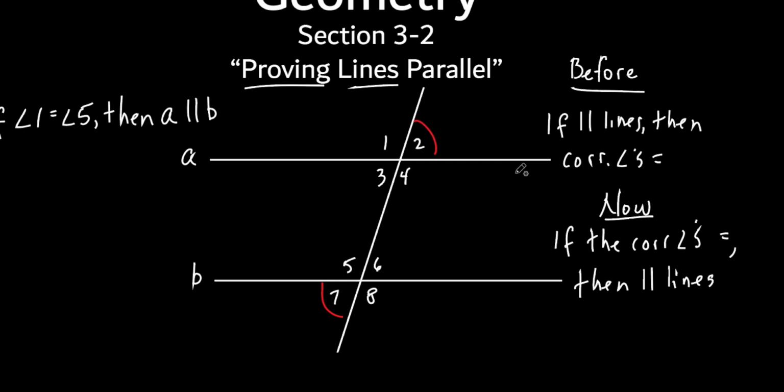So let's go through them. If the corresponding angles are equal to each other, then the lines are parallel. If the what? Fill in the blanks. If the alternate interior angles are equal, then what? Lines are parallel. What's the third one? If the what? Good. If the alternate exterior angles are equal, then the lines are parallel. Okay? What's the fourth thing? A little different this time.